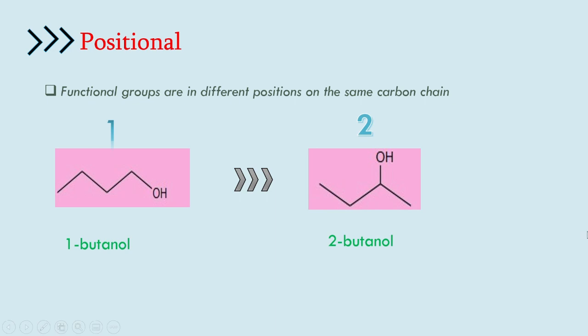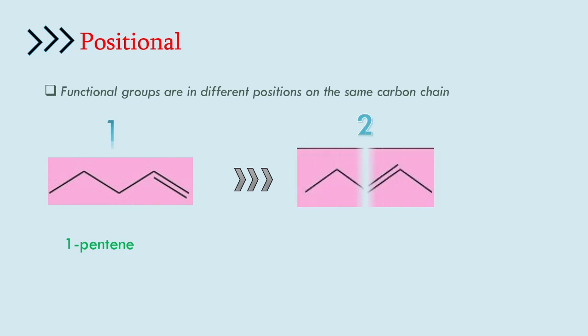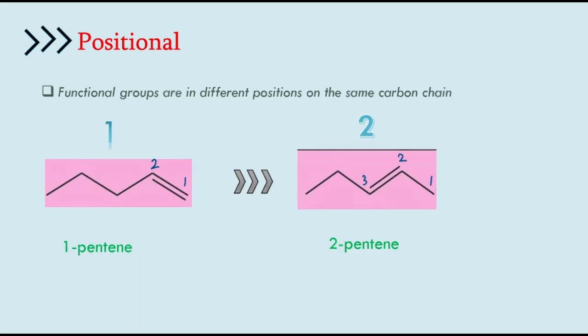Let's take another example. As you can notice here, the double bond is present in position number 1, and then it changes its position to number 2. Hence, we will directly know this structural isomerism is positional.